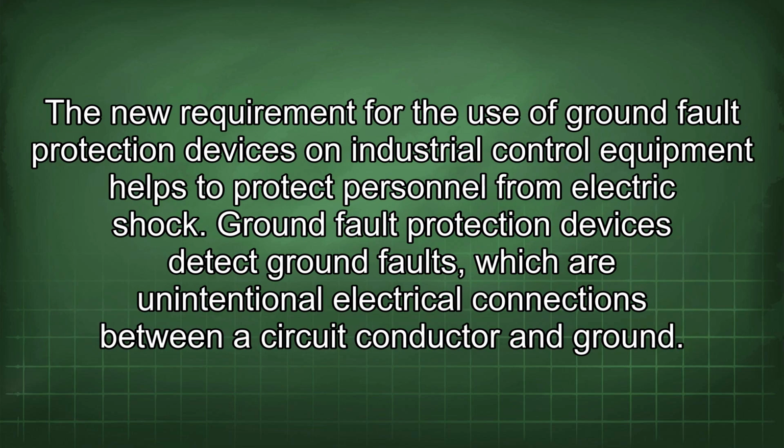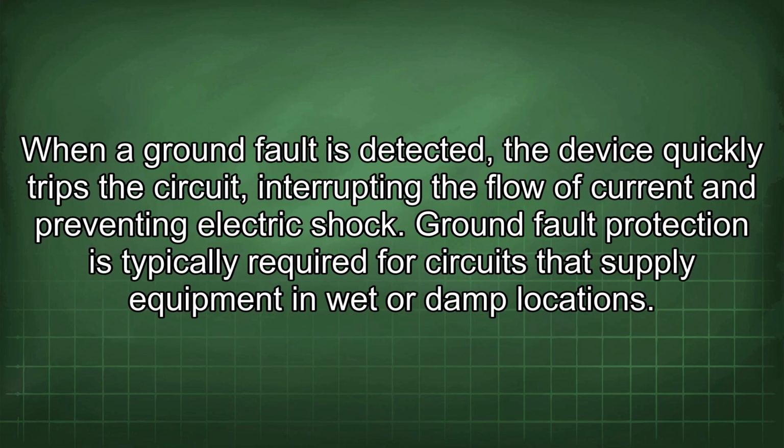The new requirement for the use of ground fault protection devices on industrial control equipment helps to protect personnel from electric shock. Ground fault protection devices detect ground faults, which are unintentional electrical connections between a circuit conductor and ground. When a ground fault is detected, the device quickly trips the circuit, interrupting the flow of current and preventing electric shock. Ground fault protection is typically required for circuits that supply equipment in wet or damp locations.